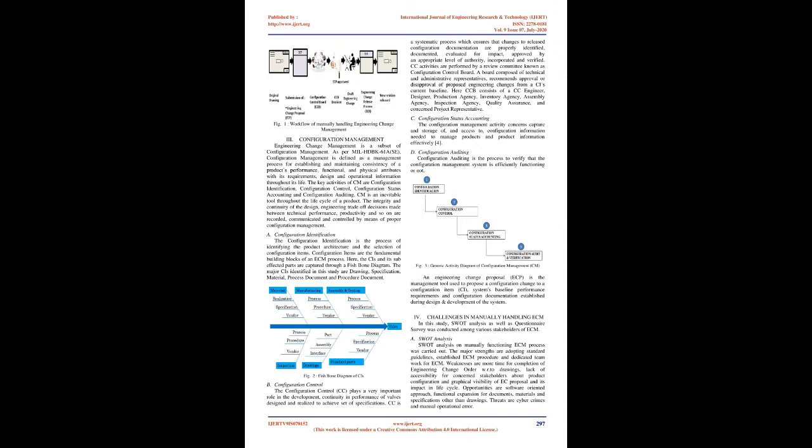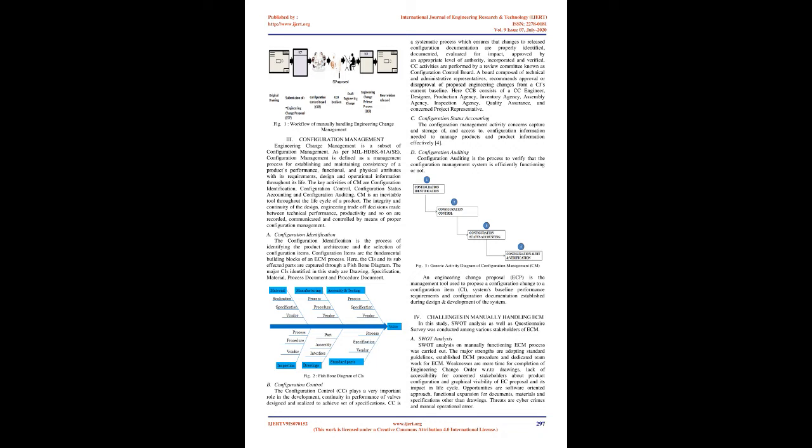As per MIL-HDBK-61A, configuration management is defined as a management process for establishing and maintaining consistency of a product's performance, functional, and physical attributes with its requirements, design, and operational information throughout its life. The key activities of CM are configuration identification, configuration control, configuration status accounting and configuration auditing. CM is an inevitable tool throughout the life cycle of a product. The integrity and continuity of the design, and engineering trade-off decisions made between technical performance, productivity, and so on, are recorded, communicated and controlled by means of proper configuration management.